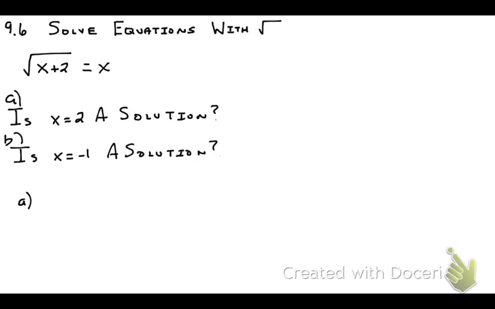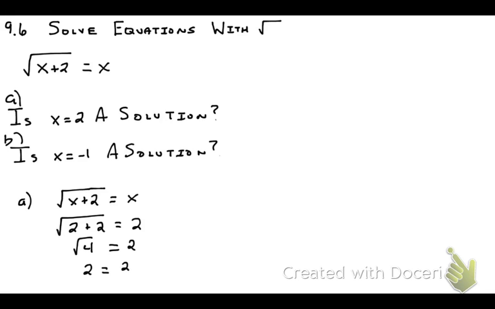So I work for A. I have my original equation, the square root of x plus 2. And it's important that you remember that implied is this is the positive root. It's not the negative root. That really does matter. Well, if we plug in 2 for x, either we get a true statement or we don't. Well, 2 plus 2 is 4, and the positive square root of 4 is 2. So this is a true statement. I would say yes, it is a solution.